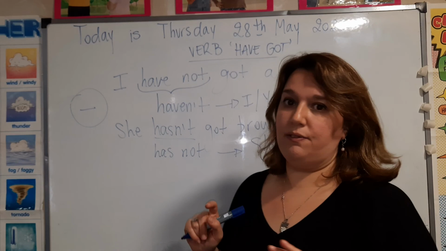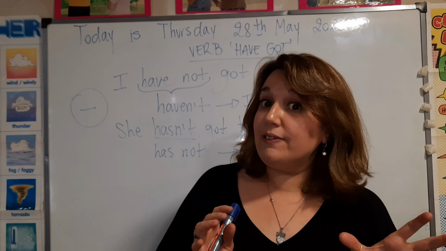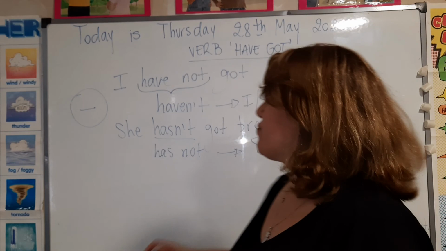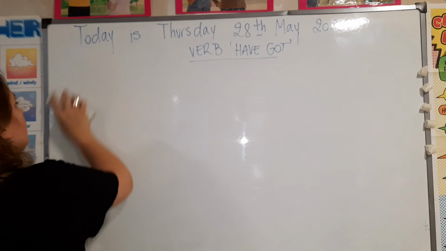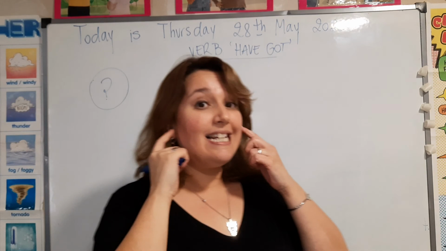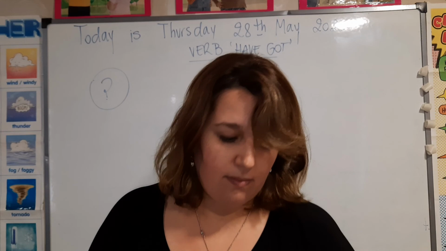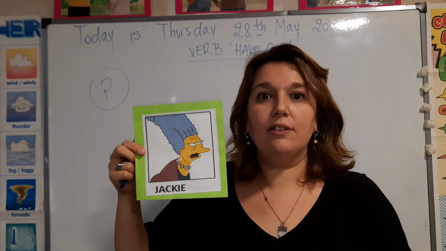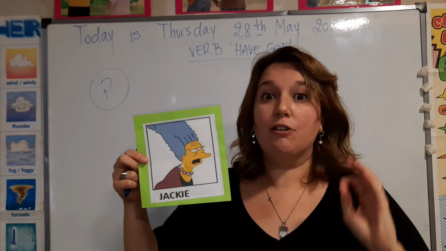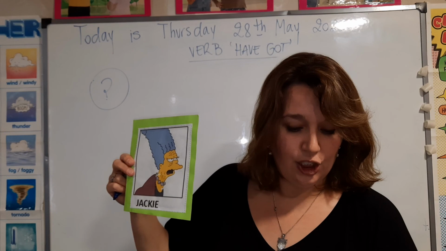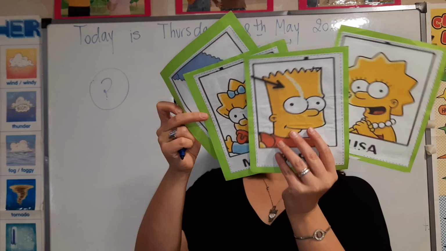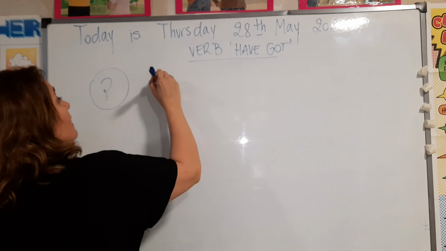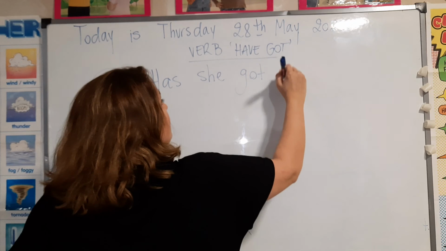We already saw the affirmative sentence. This is the negative sentence. And the questions. For the question, listen. I can say, for example, Jackie, has she got grandchildren? Has she got grandchildren? Yes, she has. She has got three children, three grandchildren. So, the question is, has she got grandchildren?